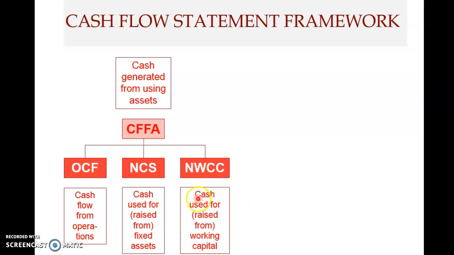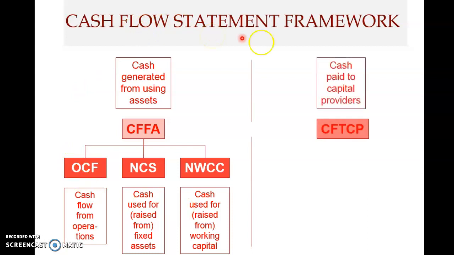This would mean cash used for or raised from working capital. So if a business increases its working capital, it will be a use. This will be positive, and you minus this positive number. Therefore, it's a cash outflow. But let's say you reduce your working capital. That means you release some cash that the business can use for other purposes. Therefore, this will be cash raised from reducing your working capital. So this is the left-hand side of the equation, or the framework of the cash flow statement.